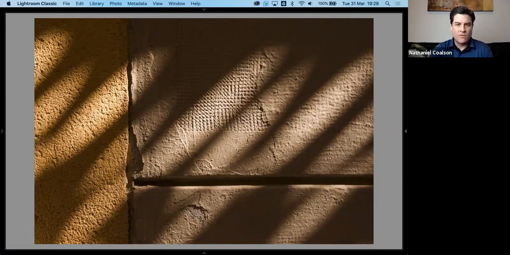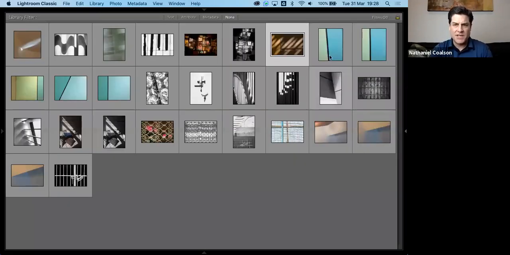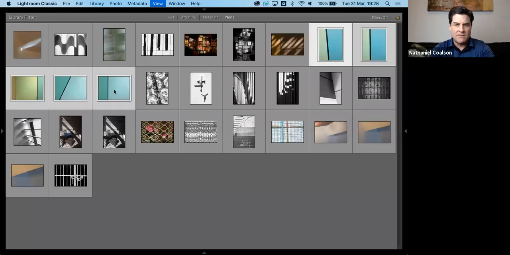Working with the architecture theme again, here's a close-up of a wall with some light streaking across it. Again, the whole point is that these kinds of pictures are everywhere all the time. It really just takes being able to see them and identify them.